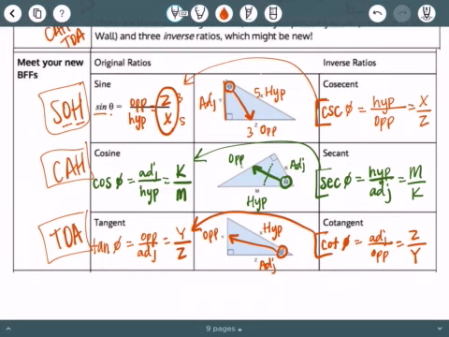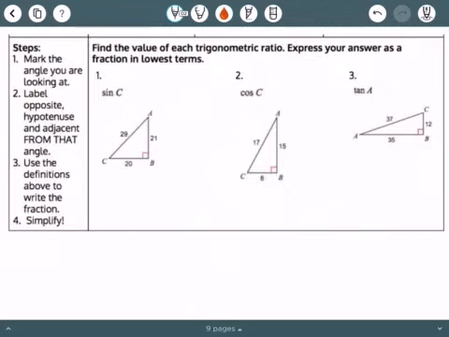So we're going to go ahead and take a look at a couple, numbers 1, 2, and 3. I marked out some steps here, marking the angle. We're going to start by marking the angle that we're looking at. In number 1, it says sine C. So I'm going to go to C and mark that angle. That's the angle that I want. I can even put a theta there if I want.